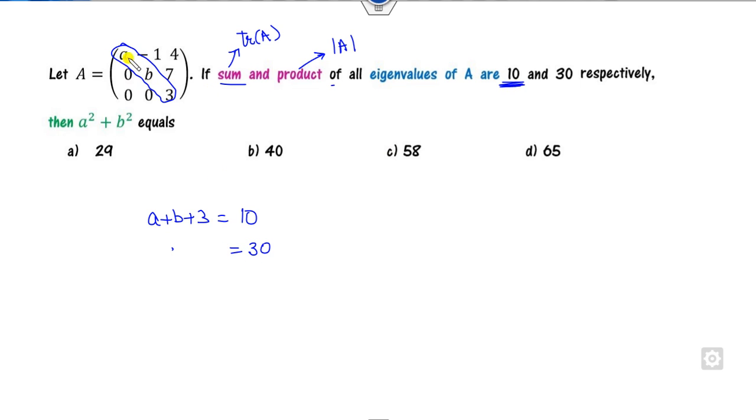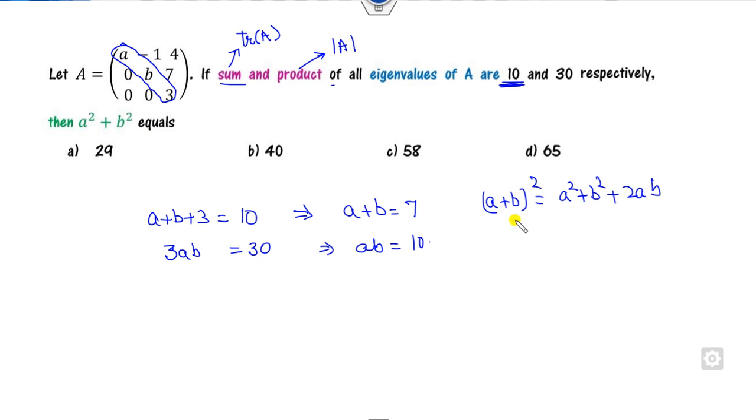So what is the determinant of this? You can see it's a lower triangular matrix here. So what is A plus B? 7. AB is 10. Then what will be A square plus B square? You can simply use this formula: A square plus B square plus 2AB. Now you can substitute here. It's 49, and this is 20. So what is the answer of this? 29 is the right answer.